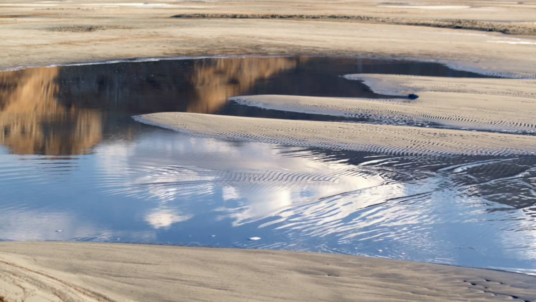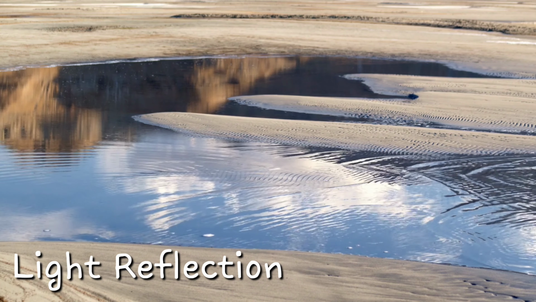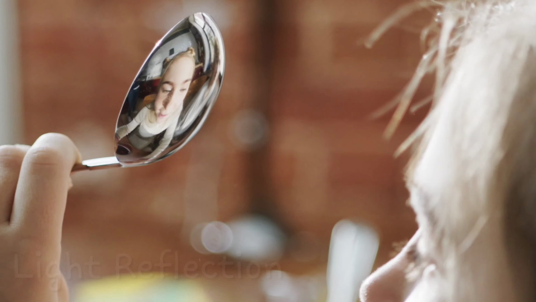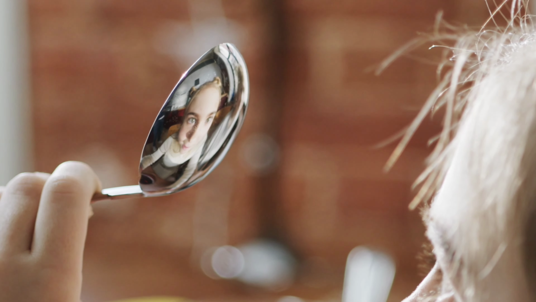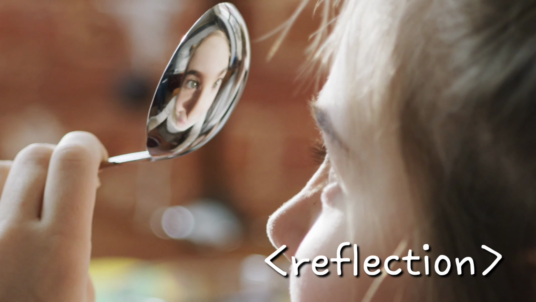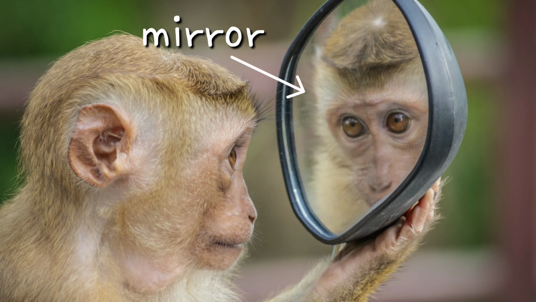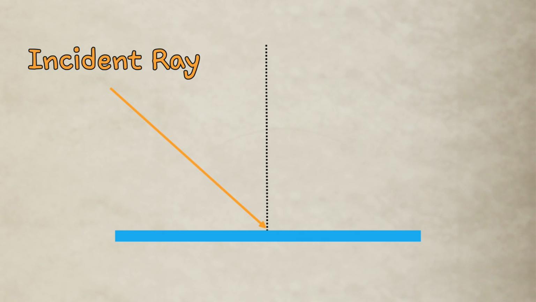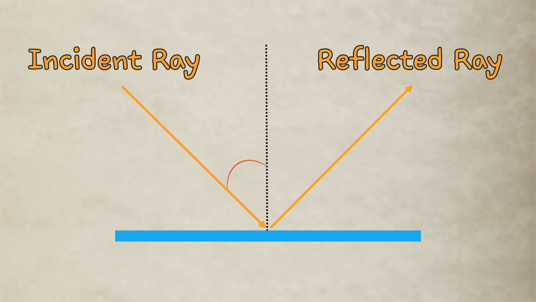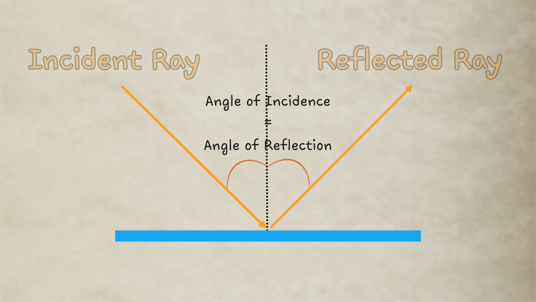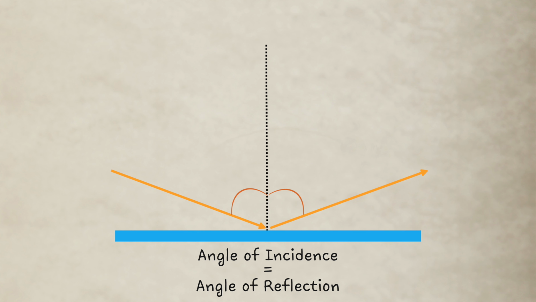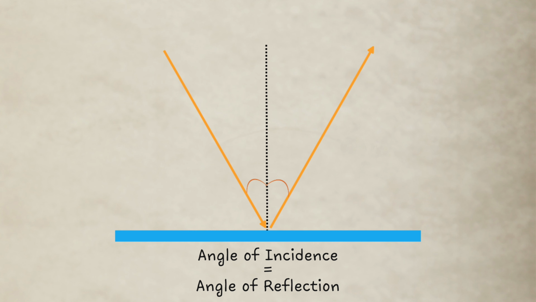First, let's talk about light reflection. When light hits a smooth surface, it bounces off in a different direction. This is what we call reflection. A common example of this is a mirror. When light reflects, it enters the surface at a specific angle, called the angle of incidence. This angle is always equal to the angle at which it bounces off, known as the angle of reflection.